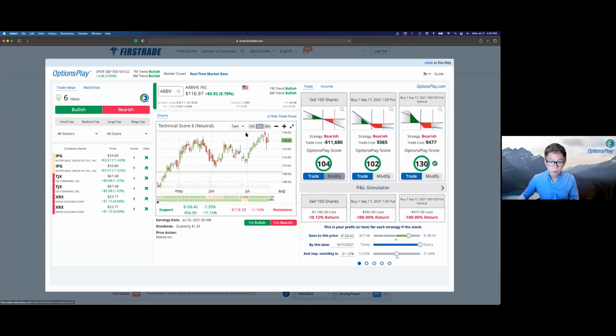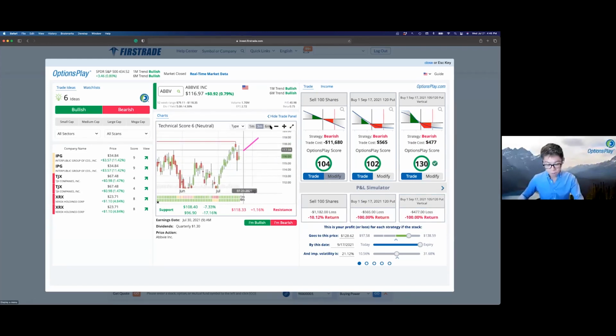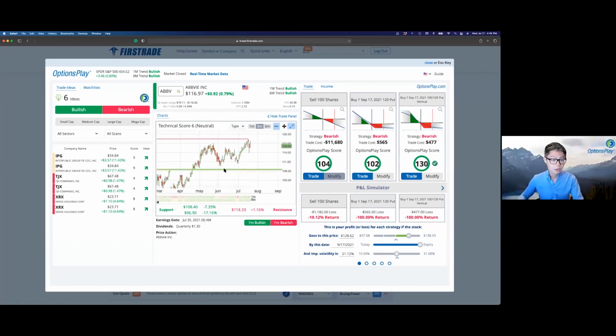Look at what if I'm wrong and the stock continues to move higher, right? The stock is on an uptrend. There's no doubt about that. So maybe this continues on its uptrend and it goes up to 130. Well, how much do I have to lose? If I shorted the stock, the further it goes, the more money I lose. But here I'm only risking $565 or $477.